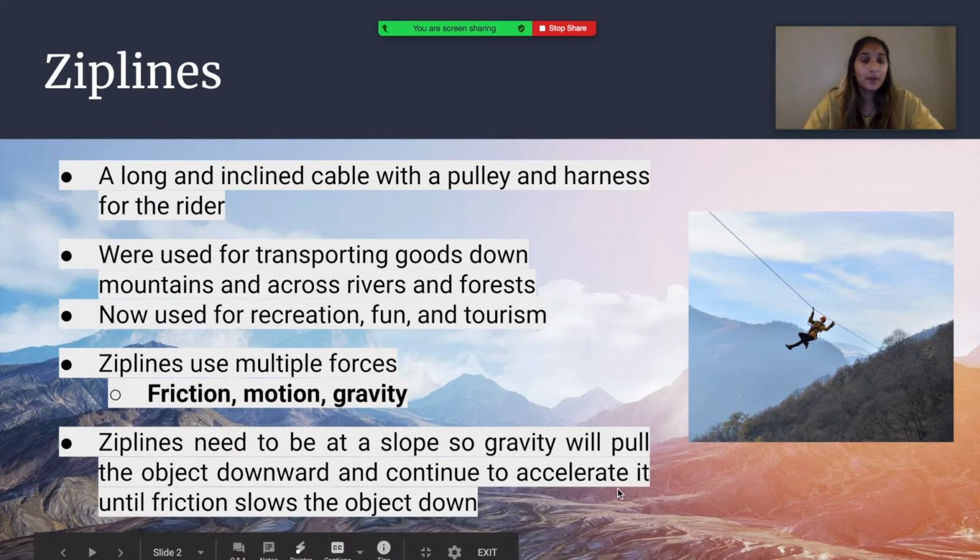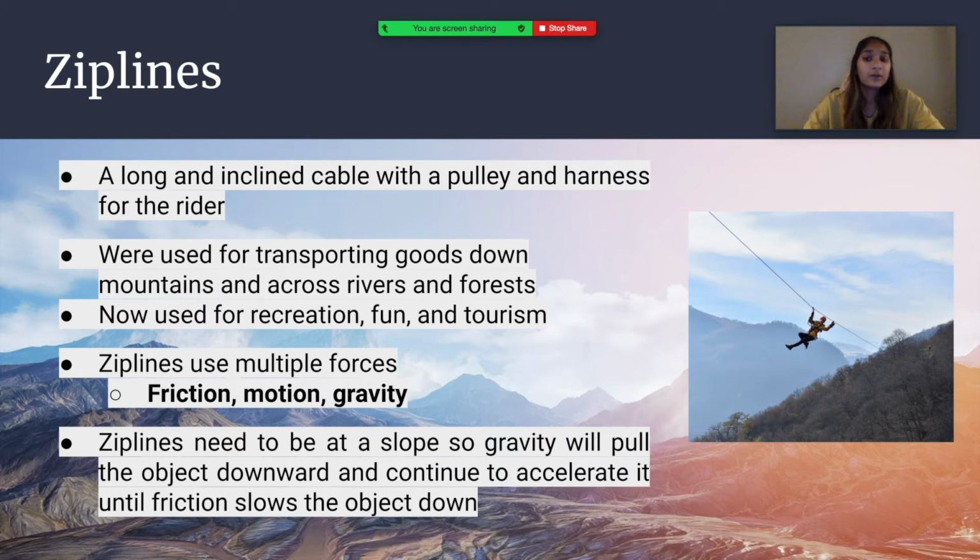What's really important when building zip lines is to know that zip lines use multiple forces like friction, motion, and gravity, which we've learned about before. How this works is that zip lines need to be at a slope, so gravity will pull the object or person downward, and it'll continue to accelerate it until friction is able to slow the object down. So zip lines always need to be at a slope.